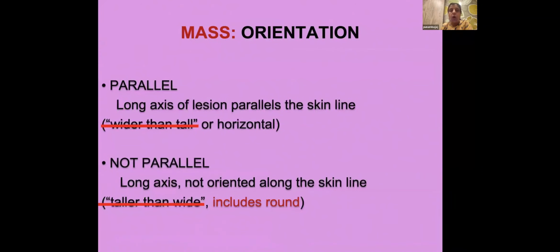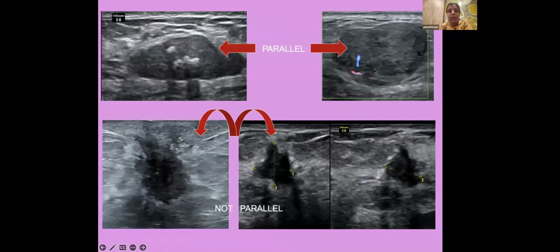The next is orientation. When we look at the lesion, we look at the long axis of the lesion, and then we see if that long axis is parallel to the skin surface. It is said to be in parallel orientation, like we see here. If the long axis of the lesion is perpendicular to the skin surface, like we see here in all of these lesions, then we say that it is anti-parallel or not parallel orientation.